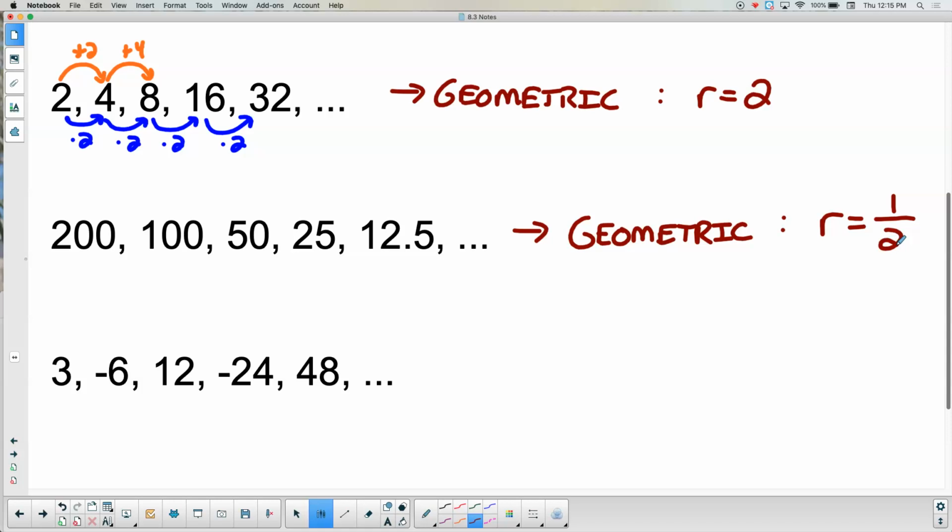Third one. Arithmetic? No. You can automatically tell that it's not arithmetic because it's switching signs every time. Okay. Geometric? What's our R value? -2.